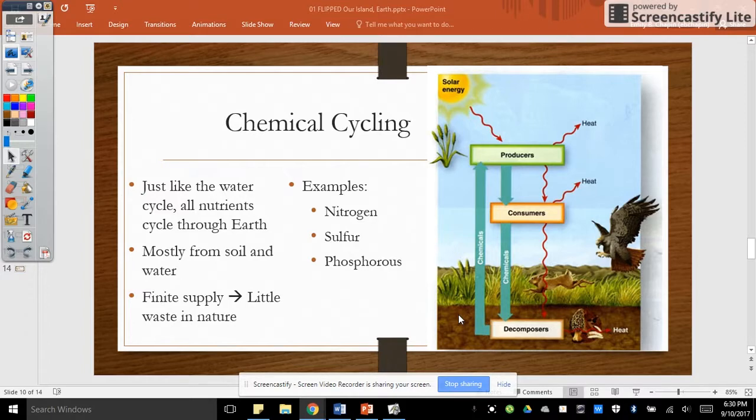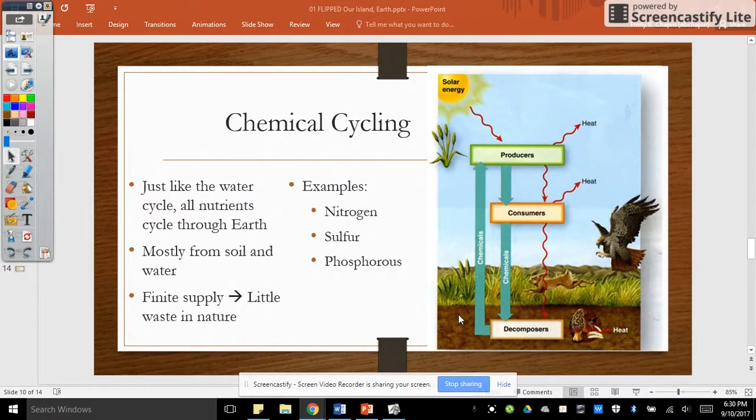So the third scientific principle of sustainability is going to be chemical or nutrient cycling. If you think about a nutrition label for a second, you can think about all of the different nutrients that you see at the bottom, their percentages and all that stuff. All of those things are important for you and your growth, but they're also important for life, and they are cycled throughout the earth.